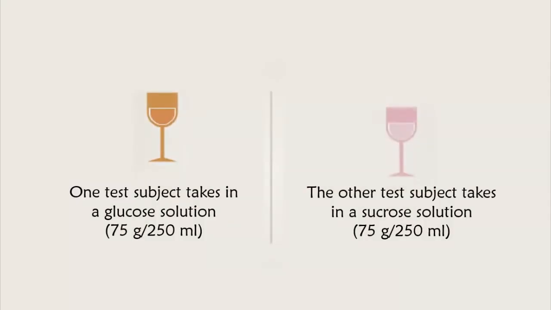For the ingestion, one test subject takes in a glucose solution which consists of 75 grams of glucose dissolved in 250 milliliters of water. The other test subject takes in a sucrose solution. The amount of 75 grams was chosen since it's a common value in multiple experiments. For example, the OGTT also used a value of 75 grams. The 250 milliliters of water was chosen since this is the amount necessary to dissolve the glucose and sucrose.